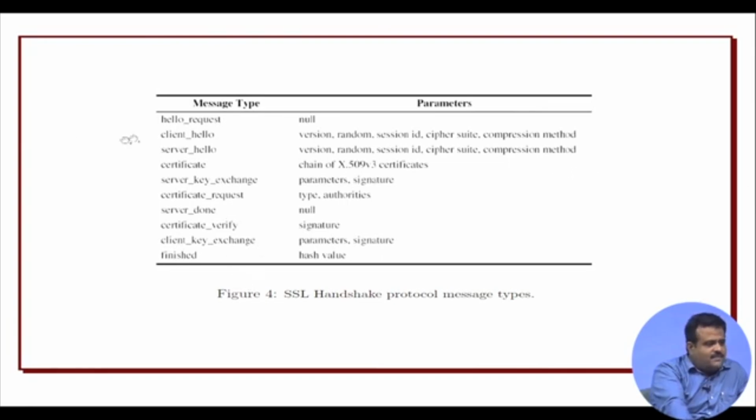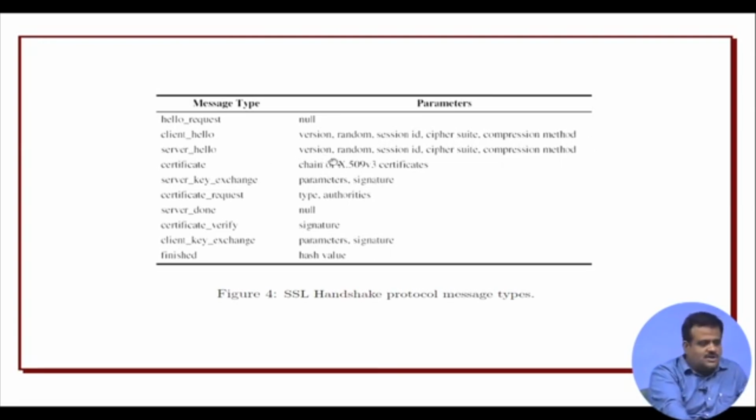Now, these are the parameters. For hello request, there is no need to have a parameter. For client hello, the parameters are the version, random, session ID, which indicates which session we are in, and the compression method which will be used. Then server hello.